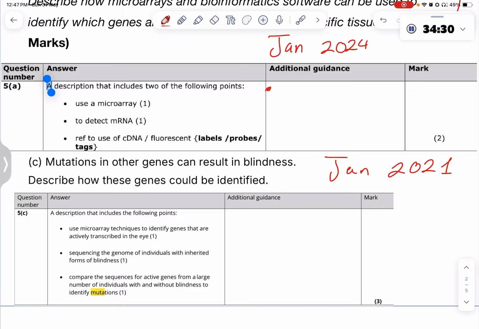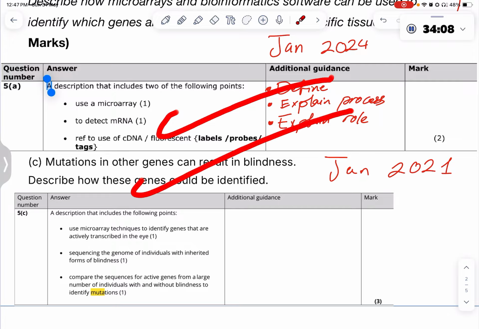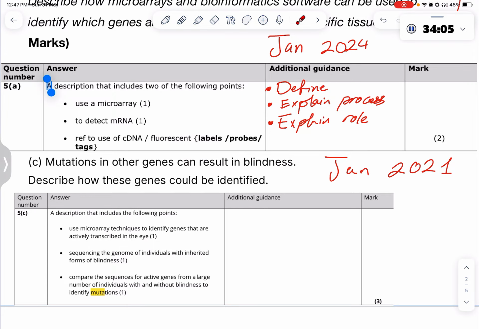I'll write them here. Define, then explain process, explain role. This is for both microarrays and bioinformatics in any question asking about DNA profiling, or sequencing or stuff like this.